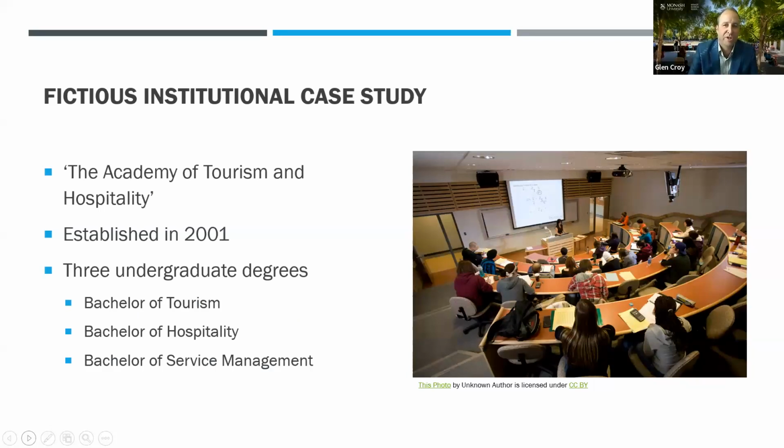All right, so we've got this institution, the Academy of Tourism and Hospitality. It's established in 2001, just at the turn of the century, and they offer 3 undergraduate degrees. They've got a Bachelor of Tourism, a Bachelor of Hospitality, and a Bachelor of Service Management. And for this accreditation round, they're looking to re-accredit the Bachelor of Tourism program.